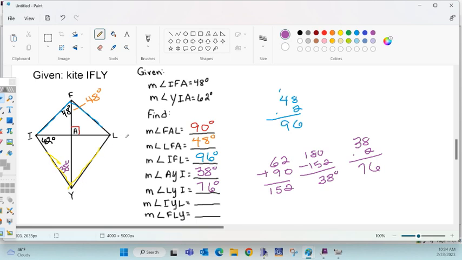I, Y, L. L, Y, I. 76. Also 76. It's just another way of saying the same thing. Okay, so that's just a review of making sure that you know what the order of the letters is telling you. And then FLY, F, L, Y.